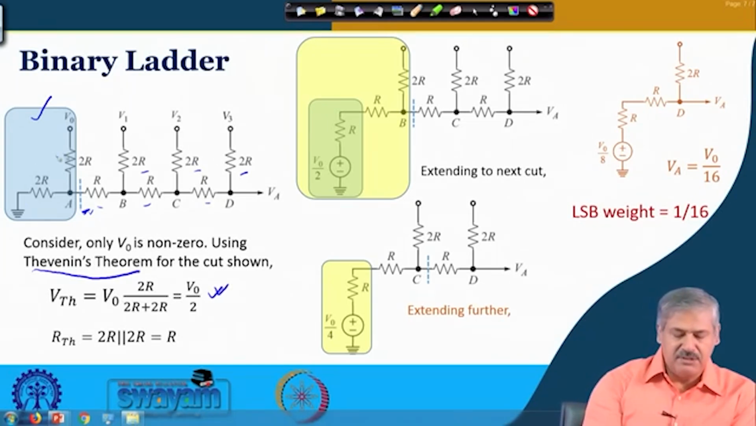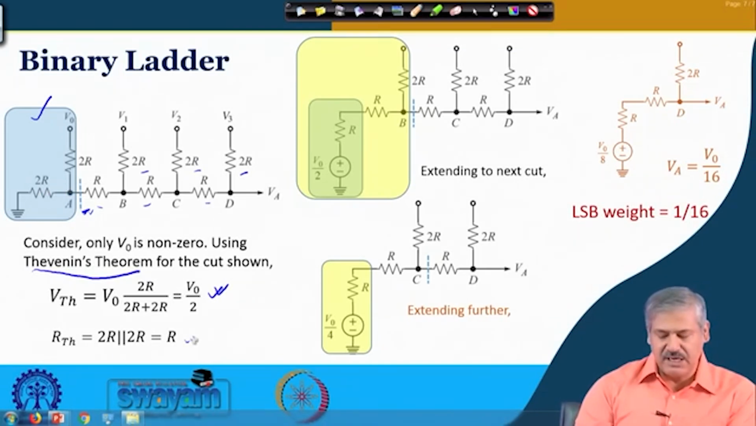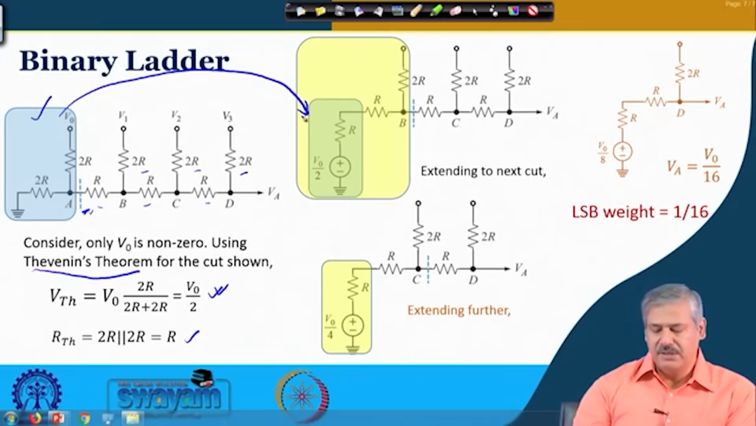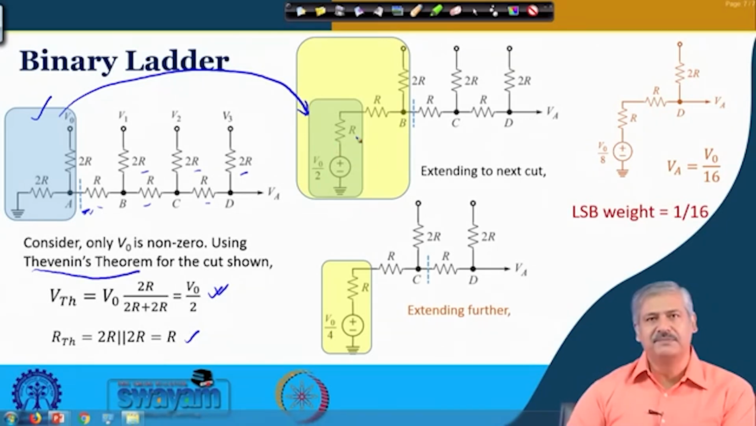And what is the Thevenin equivalent resistance? So, 2R and 2R in parallel. So, this is R. So, this particular block can be written in this manner with an equivalent circuit obtained from Thevenin equivalent. So, V naught by 2 and this is R. Is it fine? Okay. So, this you need to understand from the basics of electrical circuit where Thevenin's theorem was taught.